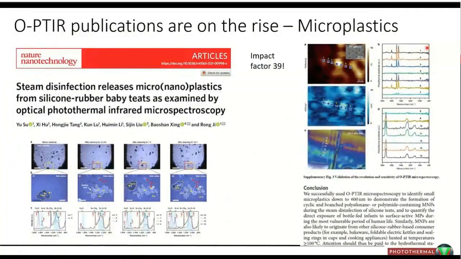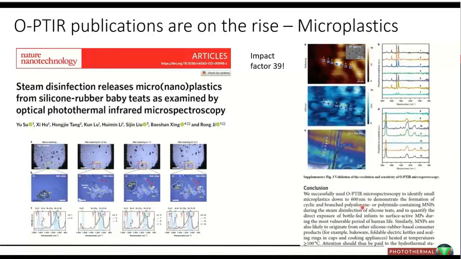Given our microplastics theme, I can't help but highlight, and dare I say even show off, perhaps our strongest paper, published in Nature Nanotechnology with an impact factor of 39. This was a fascinating paper that looked into the effects of steam disinfection on silicone baby teats or baby nipples. This was a Chinese group, and it was examined with optical photothermal infrared, and they were able to look at the pitting, the change in chemistry, and the flaking off of very, very small particles, even down to 600 nanometers were claimed.